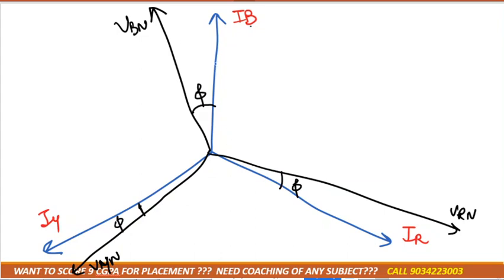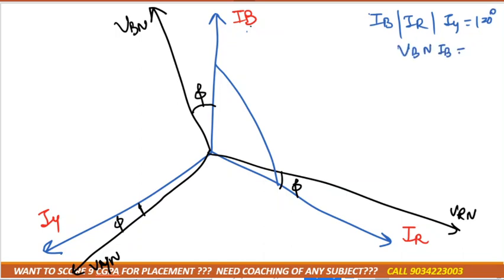The angle between the three line currents IB, IR, IY is 120 degrees. So you can write down the angle between IB, IR and IY is 120 degrees. And the angle between VBN and IB is how much? Phi. Got it? Now, as we already drew the component VRN, can we extend VBN like this? It would be a straight line. If here it is positive VBN, then we'll mark here minus VBN.